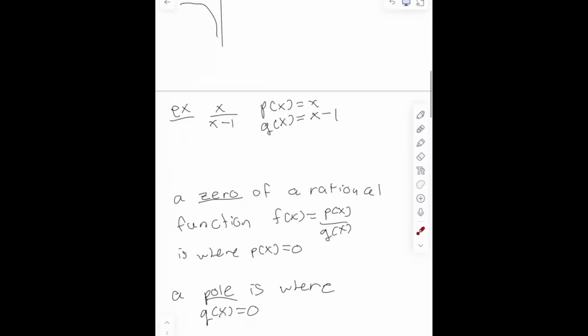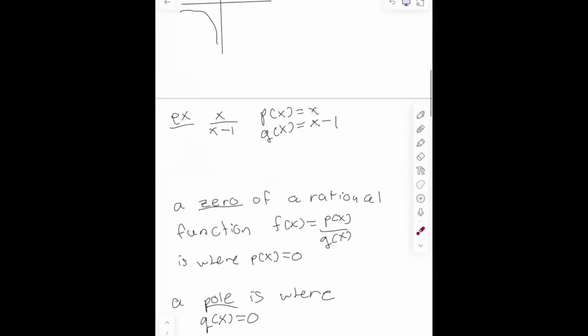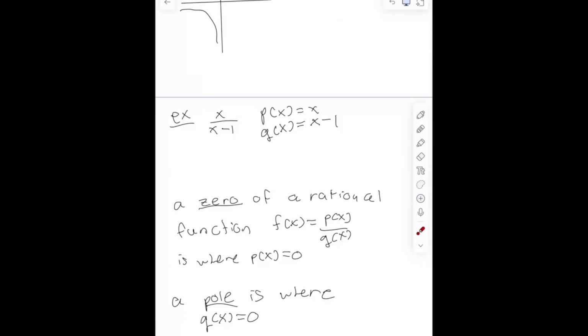Okay, here's another example of a rational function. So x over x minus 1. First, we identify the top. The top is this p of x. It's equal to x. And the bottom is q of x, and it's equal to x minus 1. Both of these are polynomials. So this is a rational function.